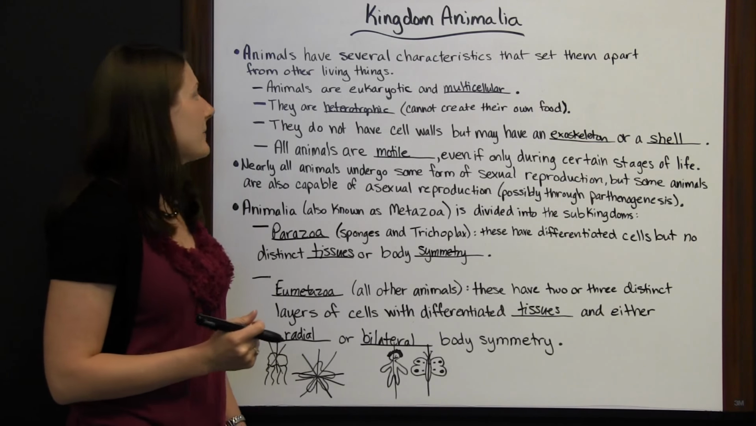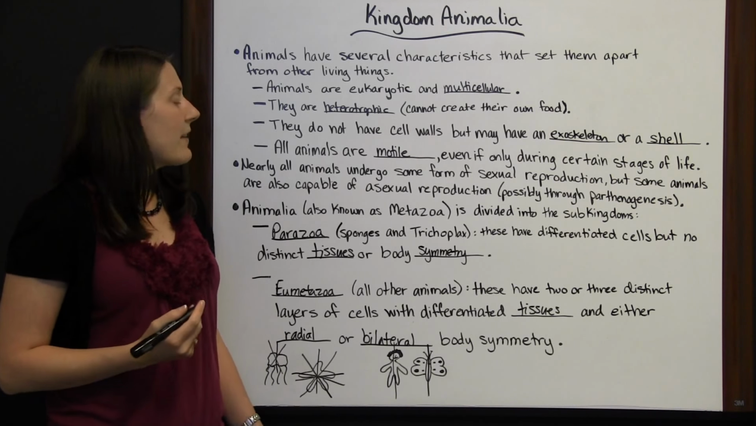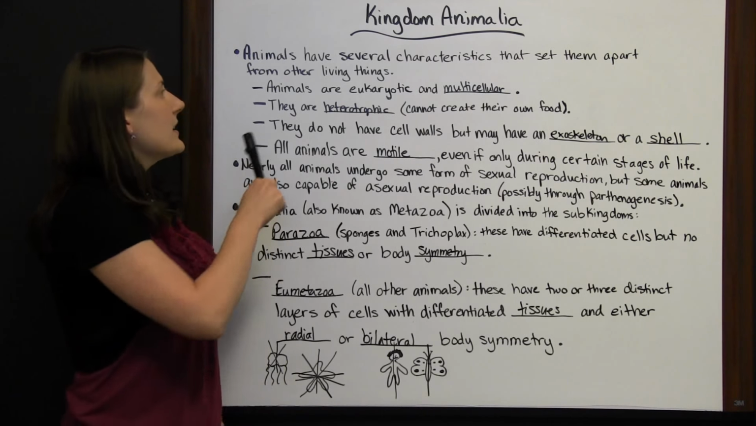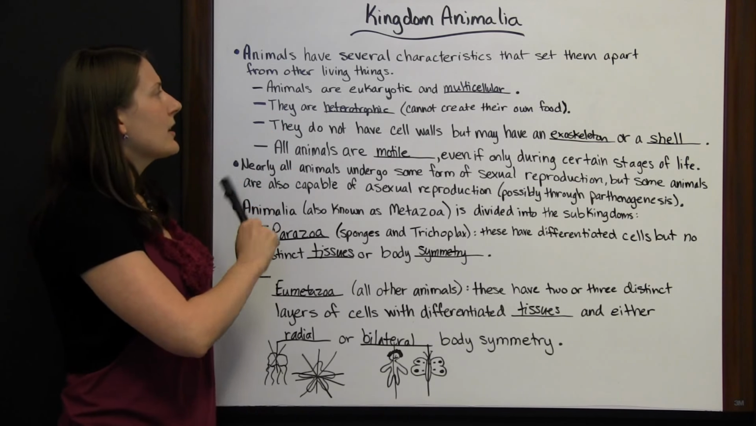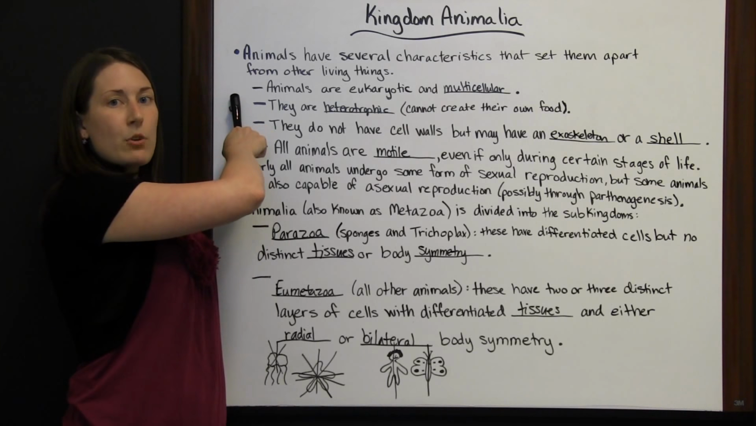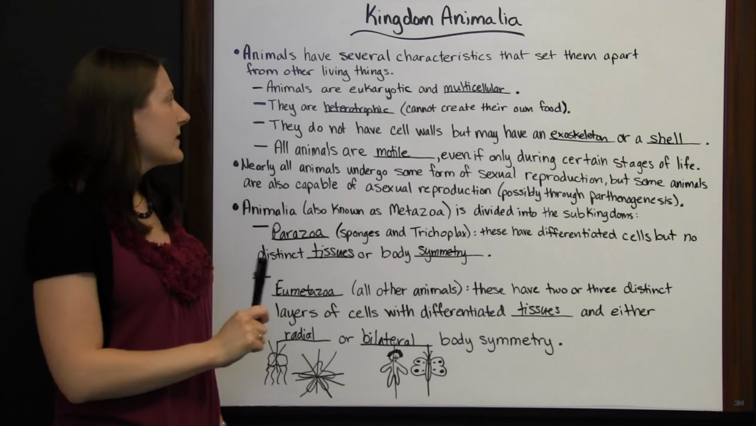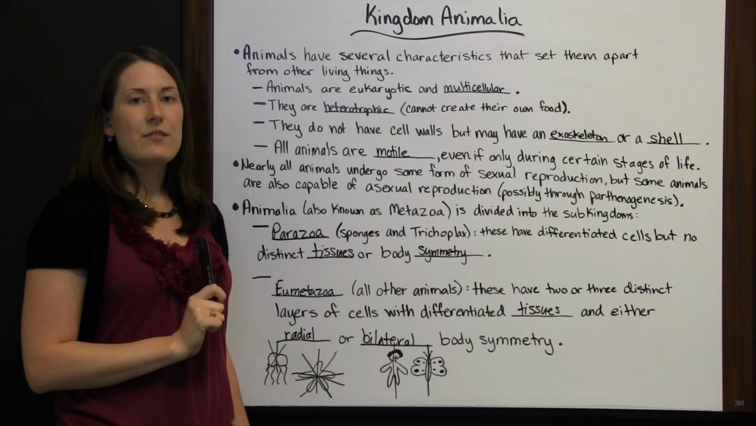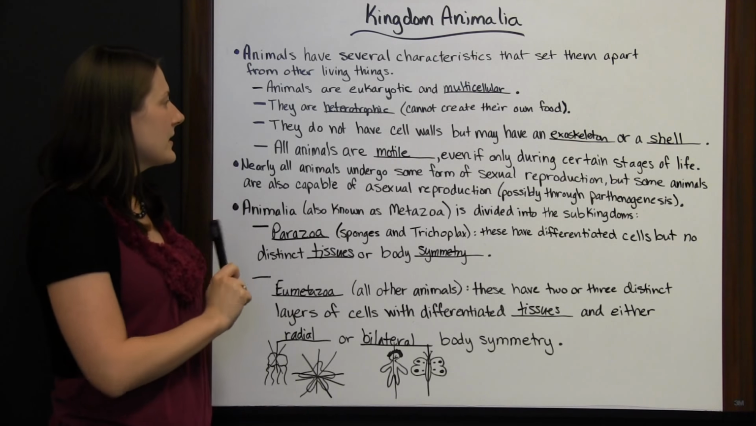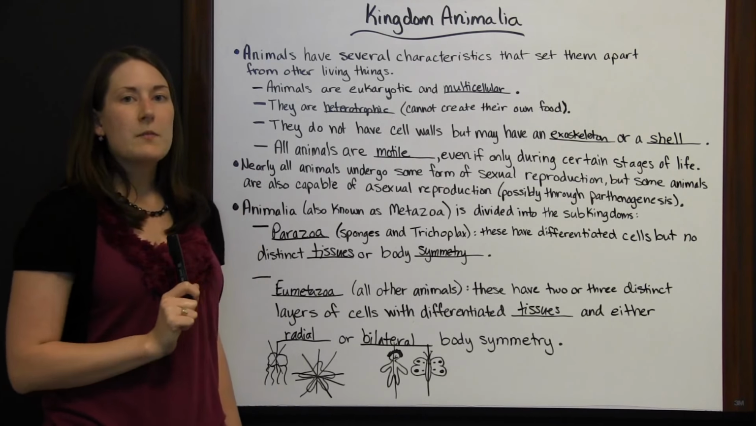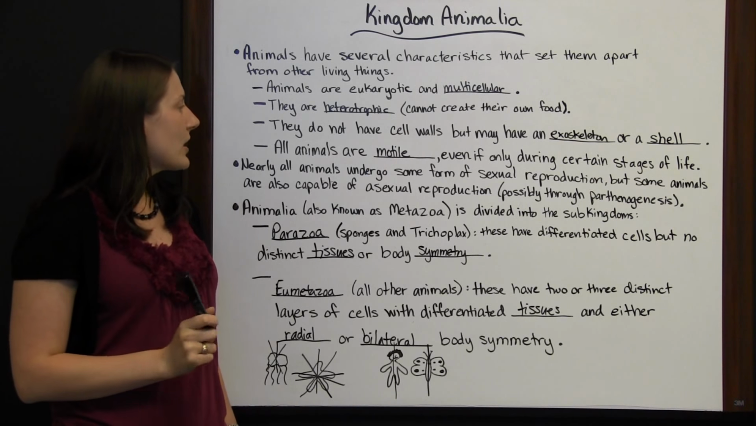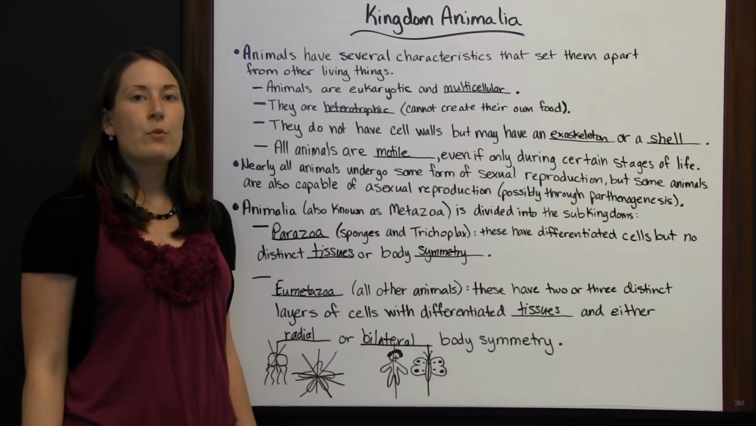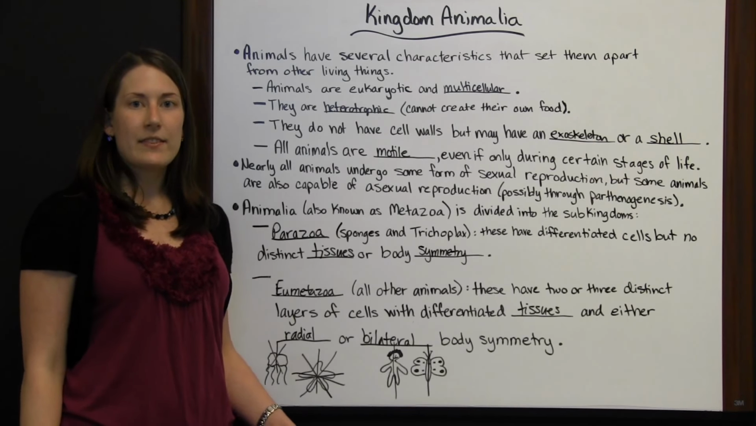It's going to be different. So whenever you are thinking about kingdom Animalia, remember these certain characteristics that set them apart. They're eukaryotic and multicellular, made of more than one cell. They are heterotrophic. They cannot make their own food and must receive nourishment from other sources. They do not have cell walls, but may have an exoskeleton or a shell. And all animals are motile. They are able to move, at least at some stage in their life.